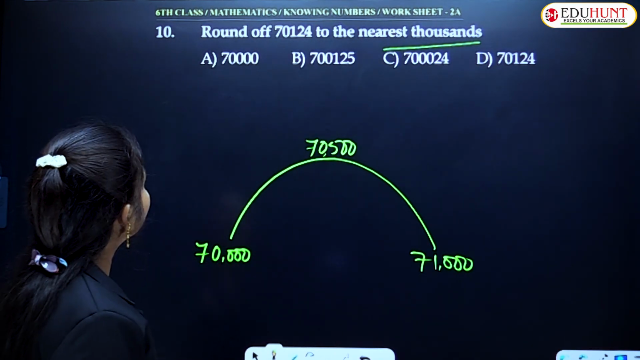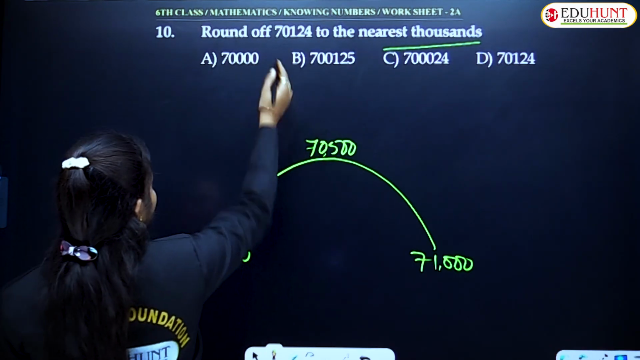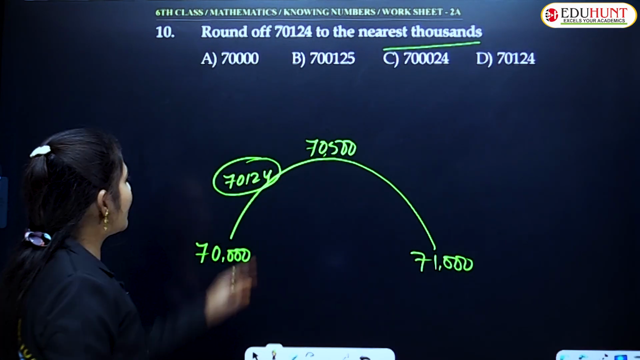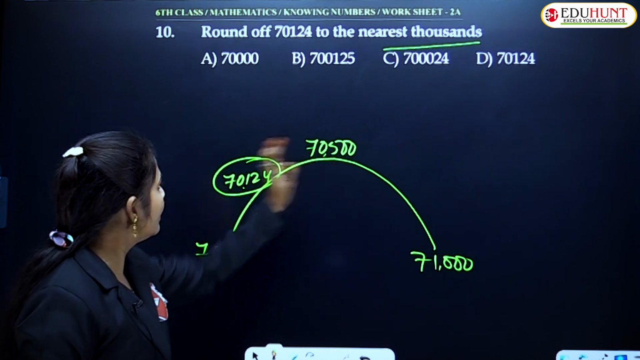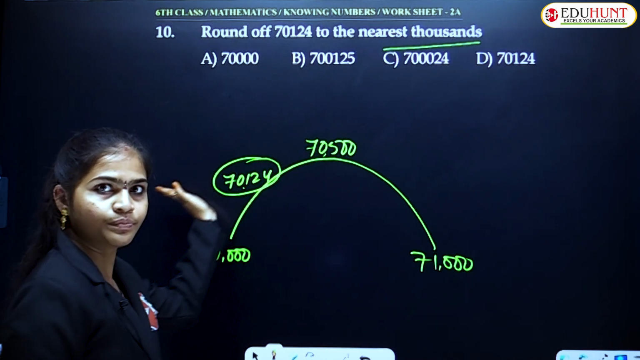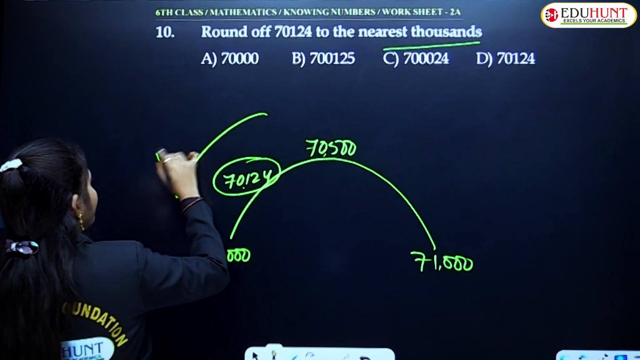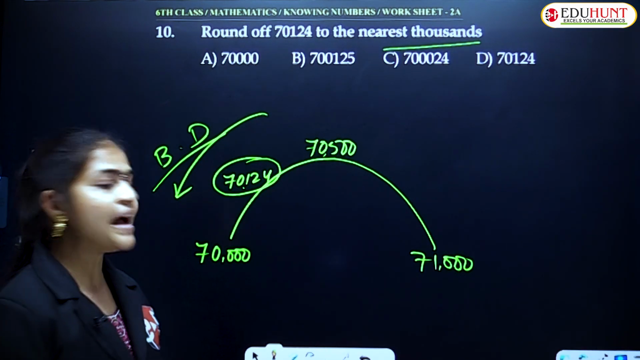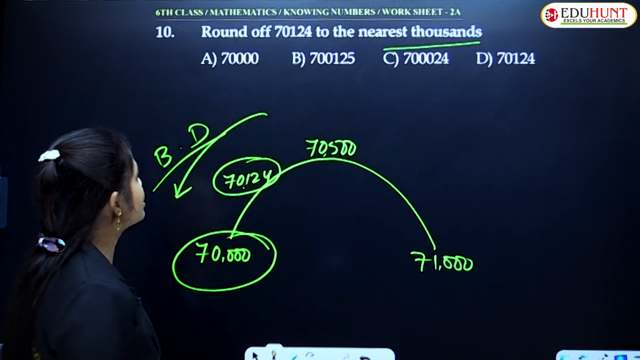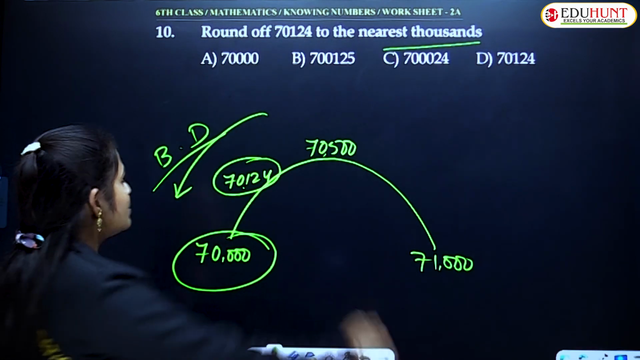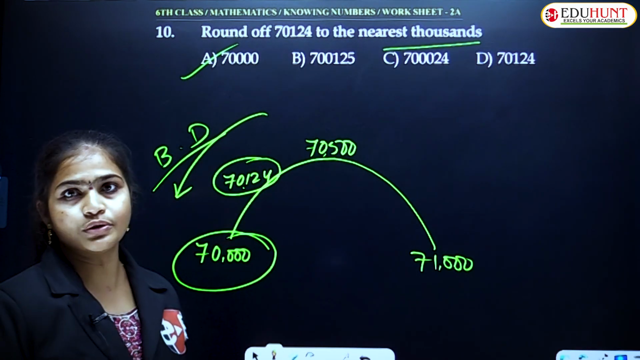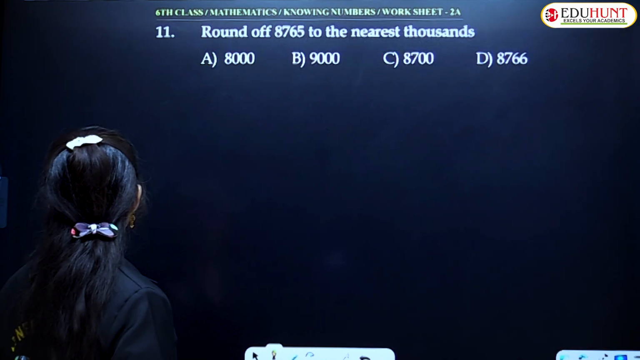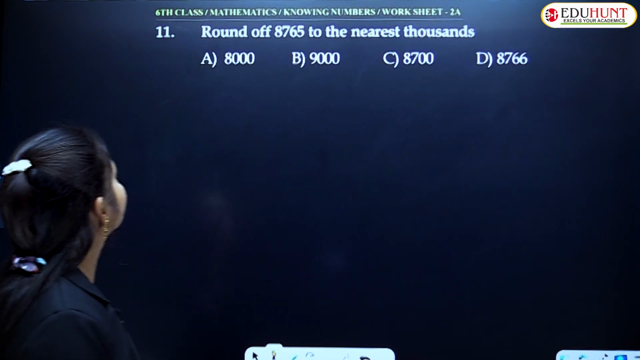Now here what number did they give? 70,124. Why? Because here 1 is there, and here 5 is there. So 1 is less than 5 only, no? Okay, that's why which direction do you have to move? Backward direction only. Then that number is equal to which value? 70,000. Simply, that value is nearer to 70,000. Understood? Yes. Let us see the next question.